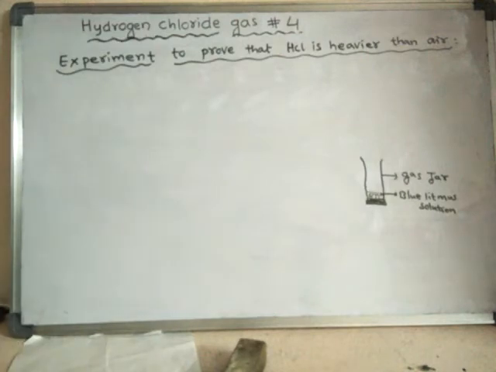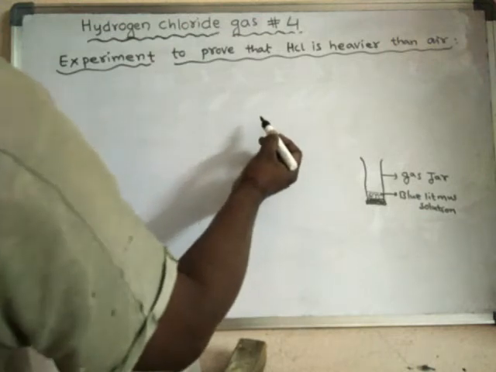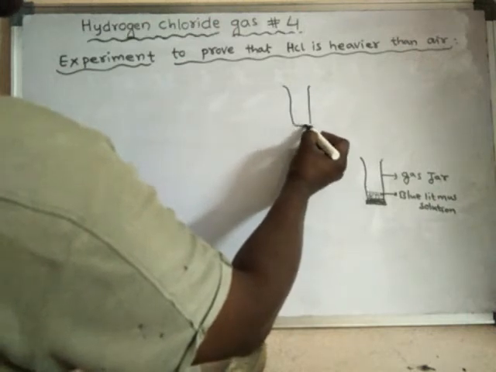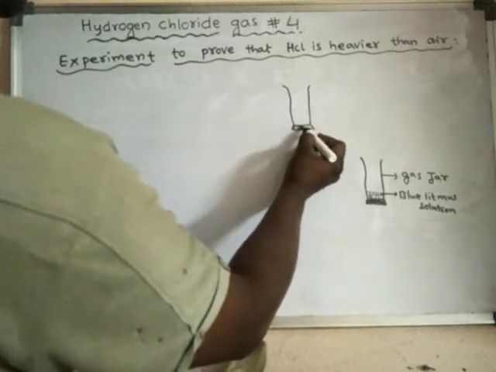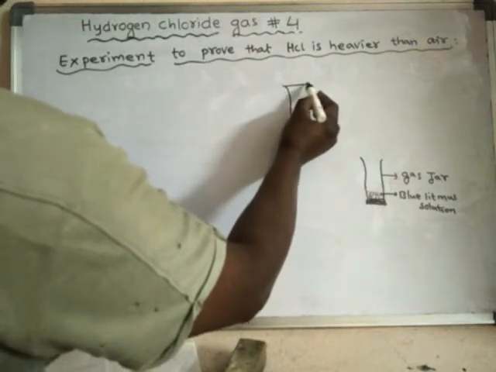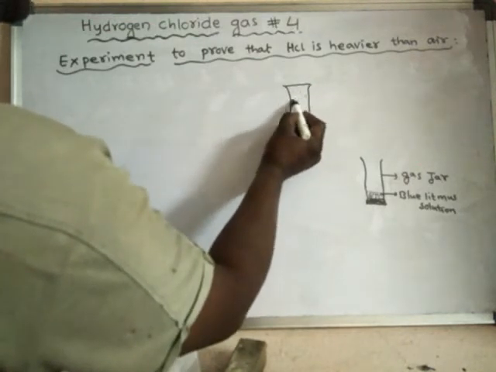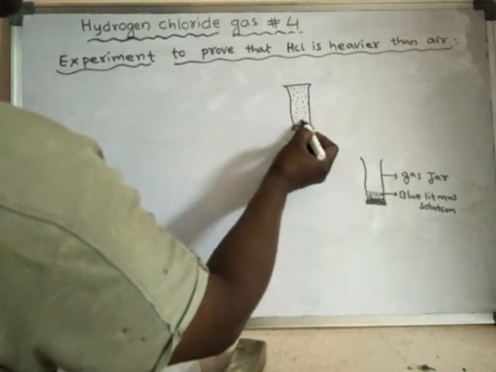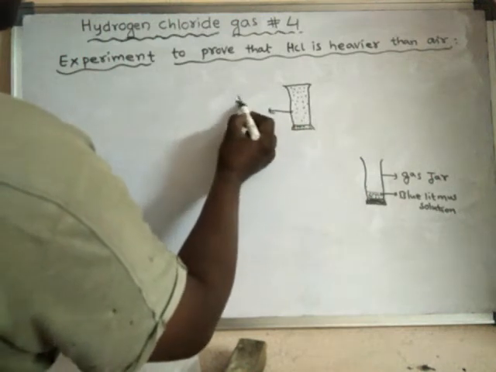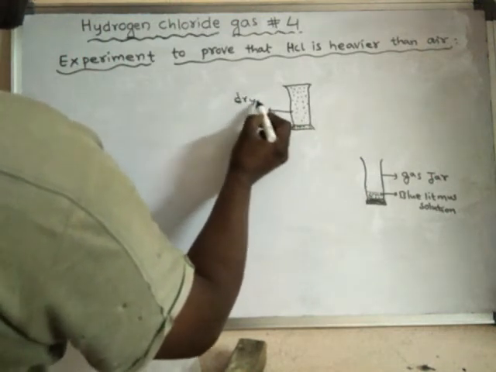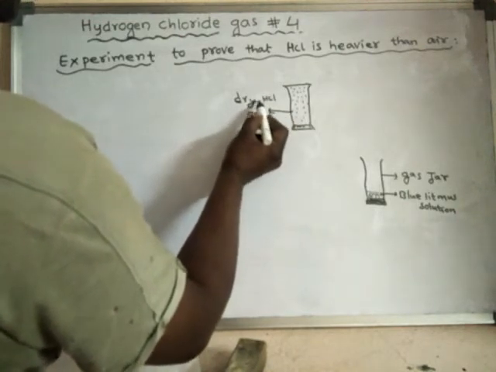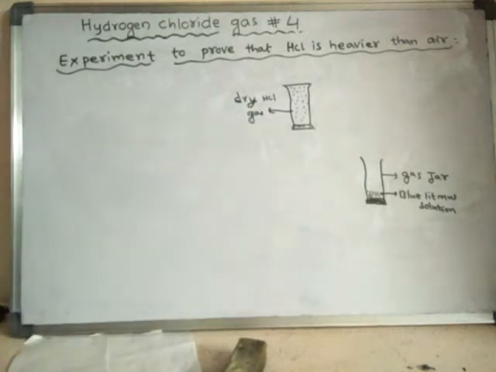Now take another gas jar, which is completely filled with dry HCl gas. Another gas jar with dry HCl gas. Here, dry HCl gas. So it is having dry HCl.